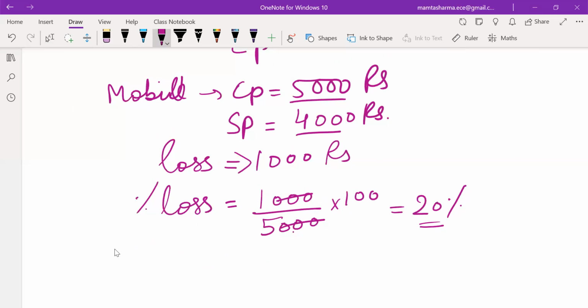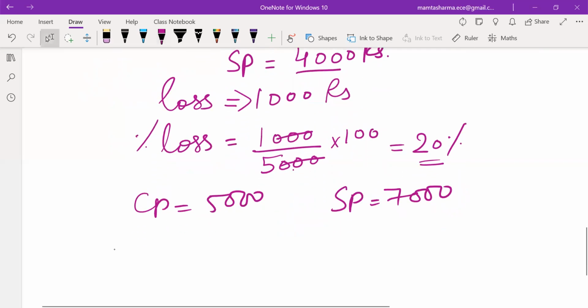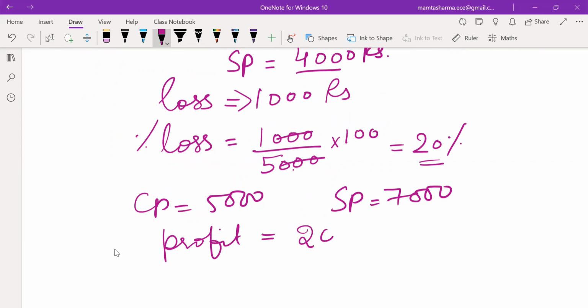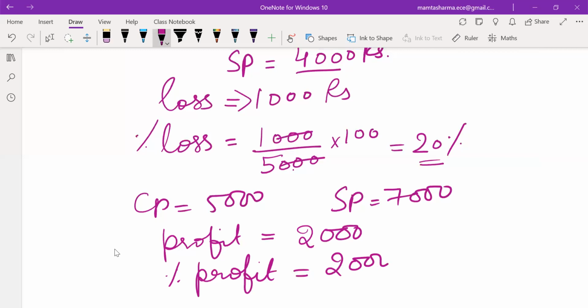Okay, now if I say cost price is 5,000 and selling price is 7,000, then did I gain a profit or loss? It's a profit, ma'am. Profit of how much? Yes, ma'am, it's 2,000 rupees. Okay, so what would be the percentage of profit? Ma'am, then it would be profit by CP into 100, which is 40.